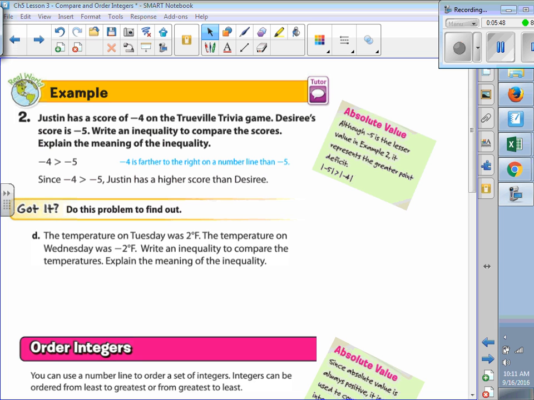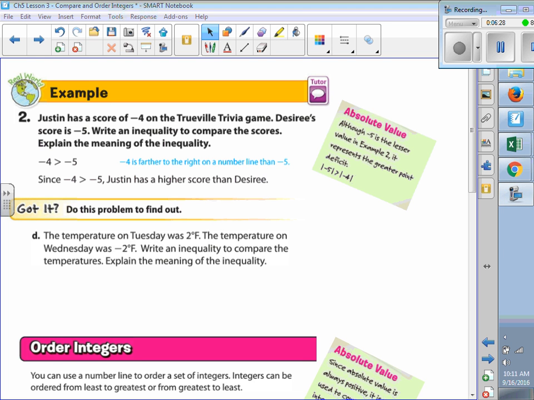For example 2, it says Justin has a score of -4 on the Trueville trivia game. Desiree's score is -5. Write an inequality to compare the scores. Explain the meaning of the inequality. So here, Justin has a -4, and Desiree has a -5. If we're going to compare those, which score is greater? -4, right? So here, since -4 is greater than -5, Justin has a higher score than Desiree.